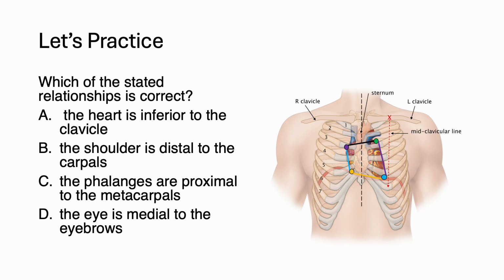Which of the stated relationships is correct? Is the heart inferior to the clavicle? Heart, clavicle, okay. The shoulder is distal to the carpals. The phalanges, so your fingers, are proximal to the metacarpals. And the eye is medial to the eyebrows. Which one of these is correct? Some of the terms you might not be familiar with, but hopefully one of them was able to stand out, and that is the heart truly is inferior to the clavicle.